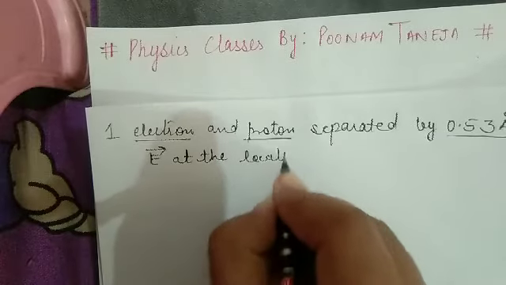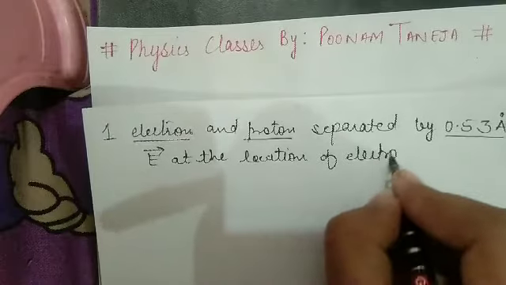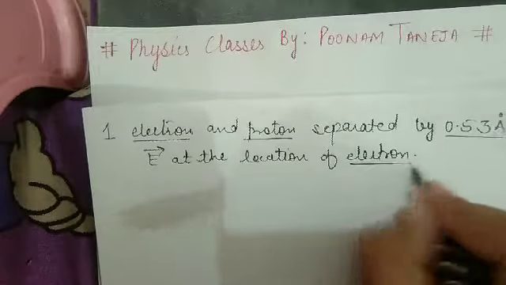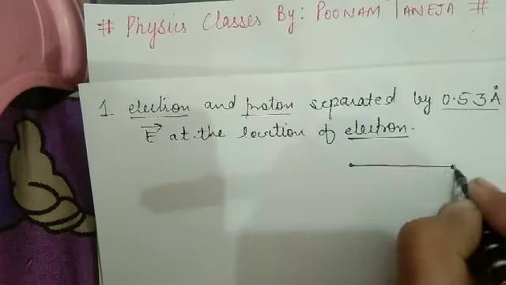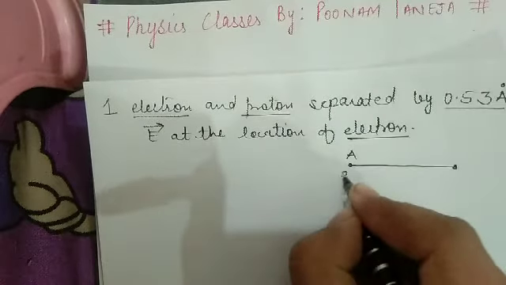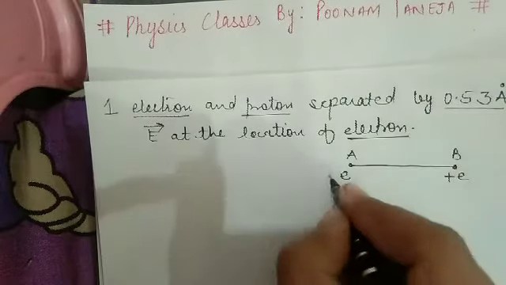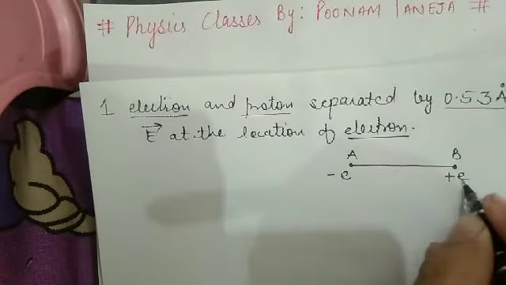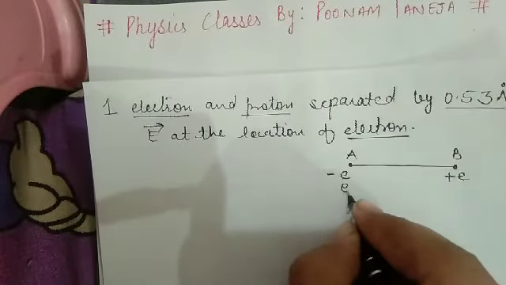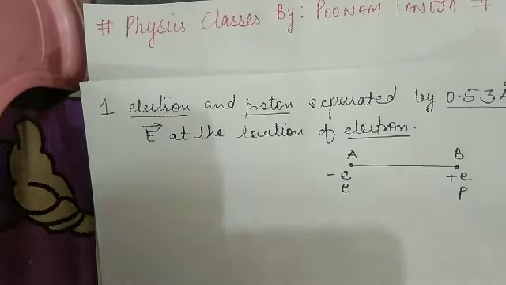At the location of the electron, it means the point at which the electron is located, we have to calculate the electric field at that point. So as to draw it, let us take point A where the electron is positioned, and at point B the proton is positioned. From the charge point of view, it is minus e and plus e, symbolically electron e and proton p. Clear up to now?